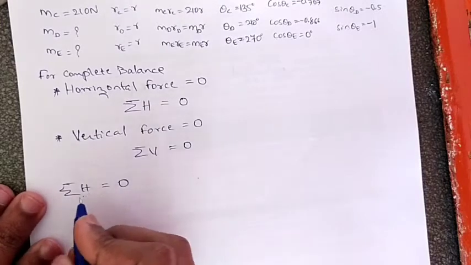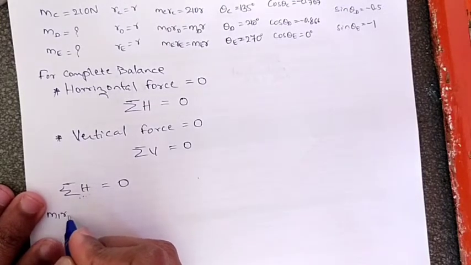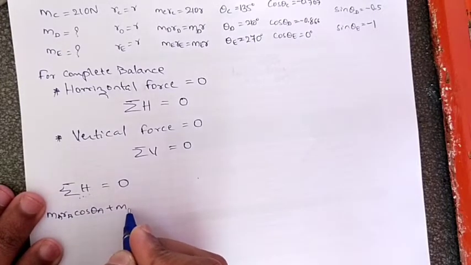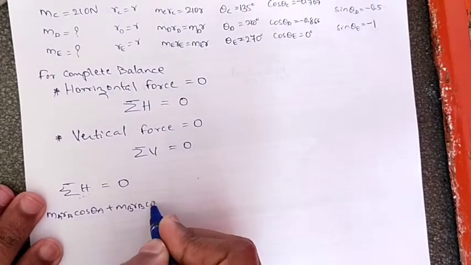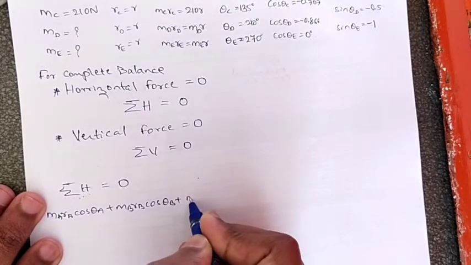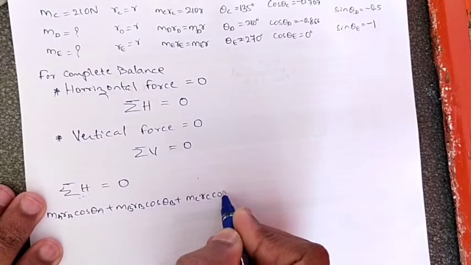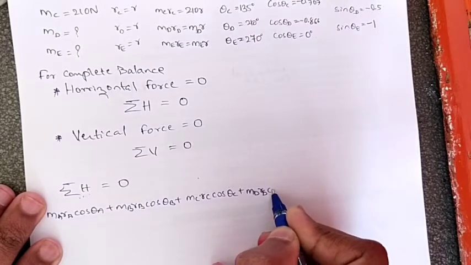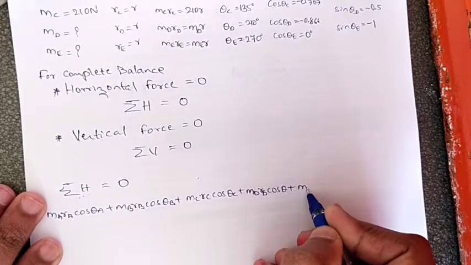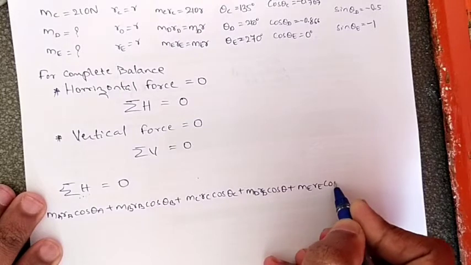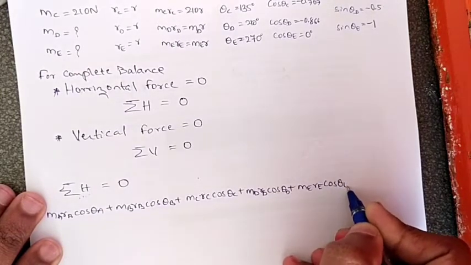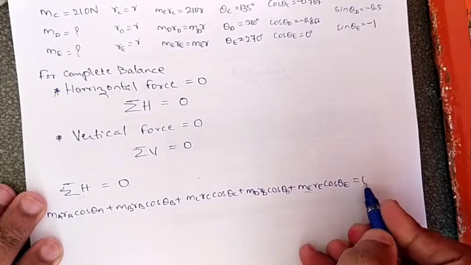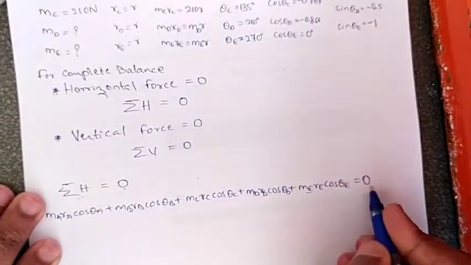Delta H, how can you write it? Delta H is nothing but MA RA cos theta A plus MB RB cos theta B plus MC RC cos theta C plus MD RD cos theta D plus ME RE cos theta E, which is equal to 0 because delta H is equal to 0. These five masses are there, so I have taken ME RE also.